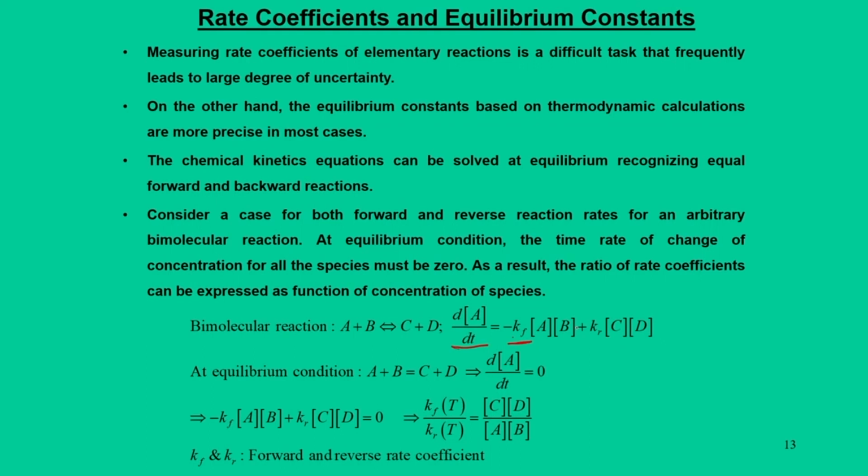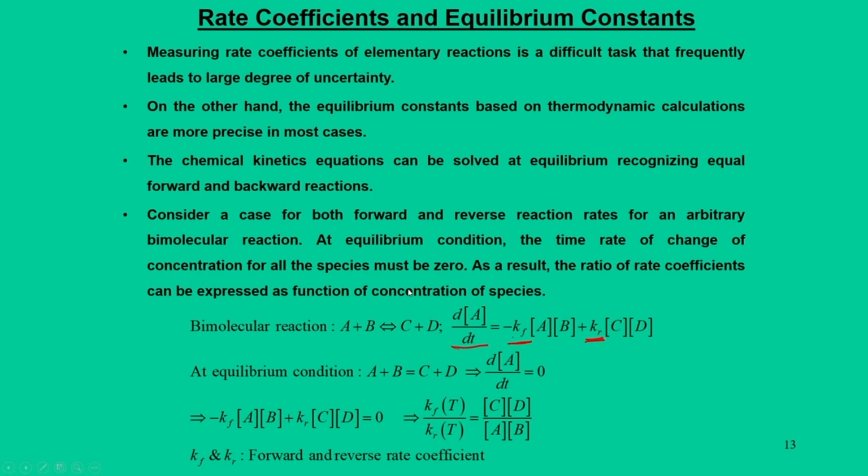Now, when the reaction goes in the backward direction, the concentration of C and D becomes dominant. So, we define this rate coefficient as Kr, and it has to be positive. At equilibrium, both net rates are 0. So, when you look at the equilibrium concentration, both are equal to 0.